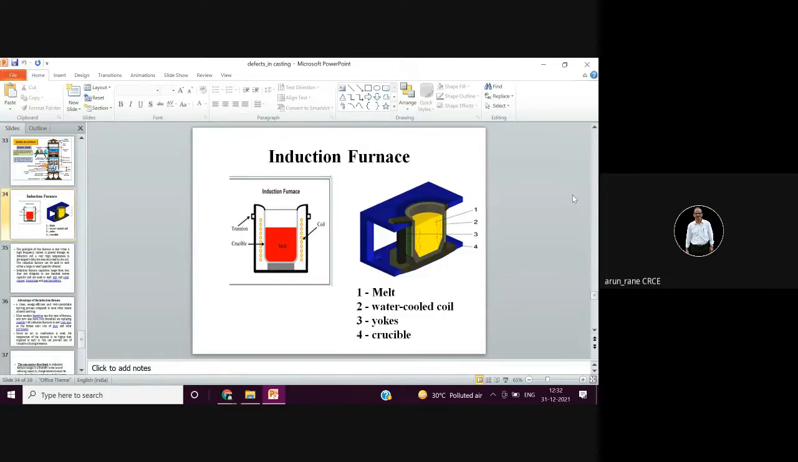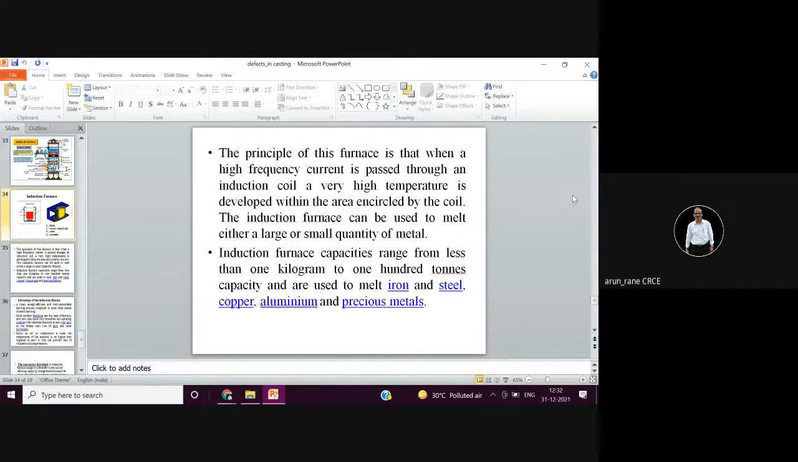Induction furnace works on the principle of electromagnetic induction. It works on electricity. This is the principle: when a high frequency current is passed through an induction coil, a very high temperature is developed within the area encircled by the coil. The induction furnace is used to melt either a large or a small quantity of metal.